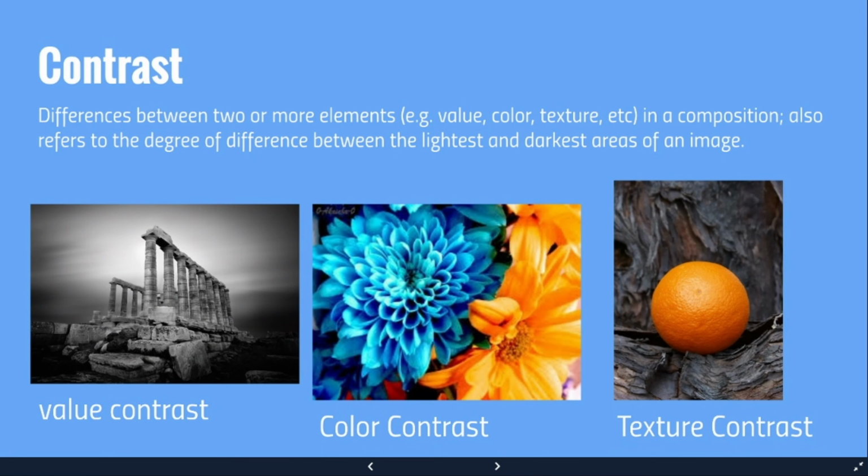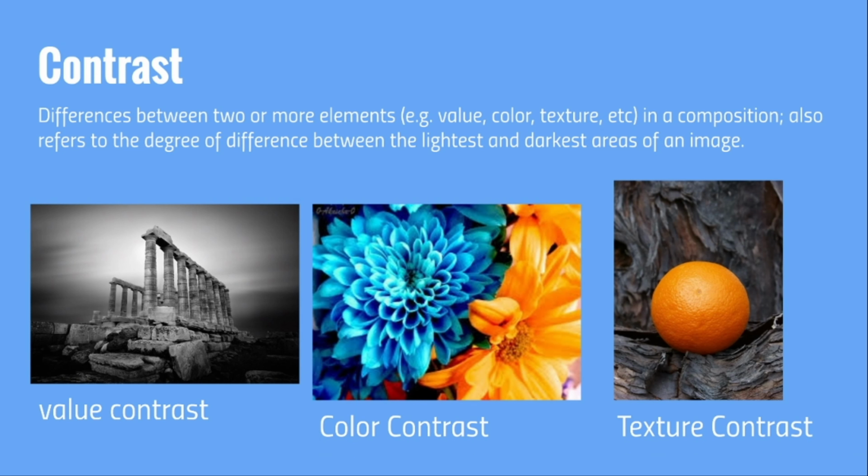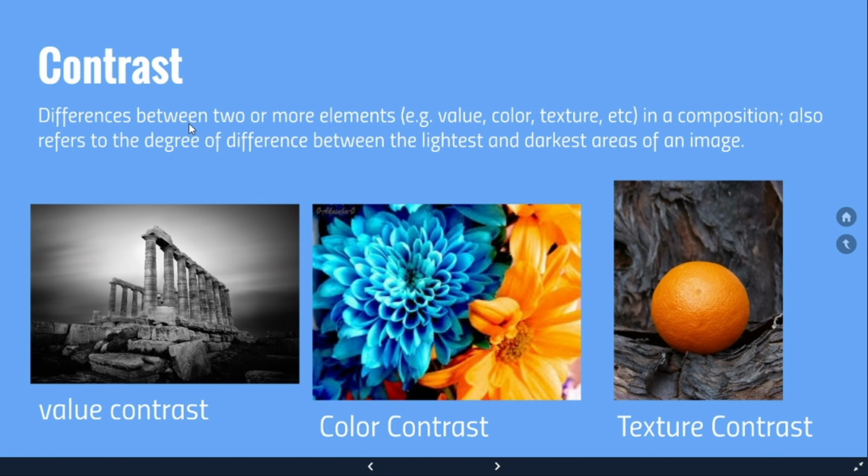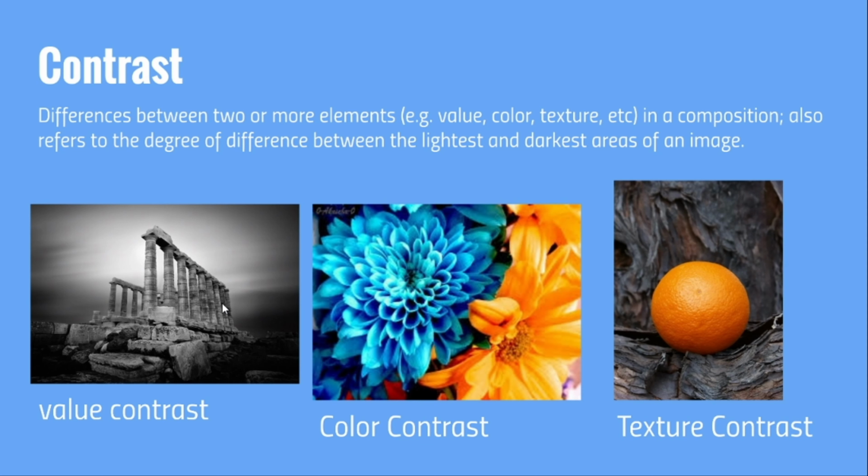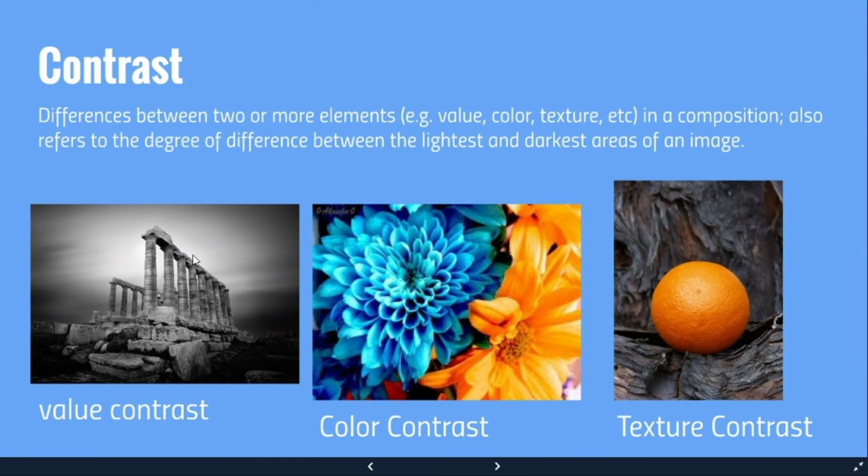Contrast. Contrast can be fun, and it also makes your artwork pop. The differences between two or more elements, value, color, texture, etc., in a composition also refers to the degree of difference between lightest and darkest areas of an image. That's mostly the value contrast here. Value contrast is basically your value scale. How dark and how light. What's the range of values? How much absolute black and how much absolute white do you have in an image, and how many grays in between? So this is value contrast.